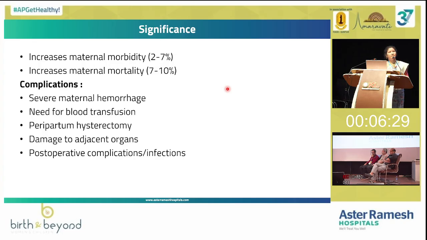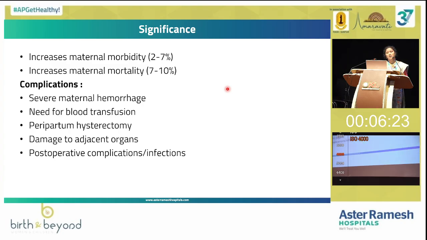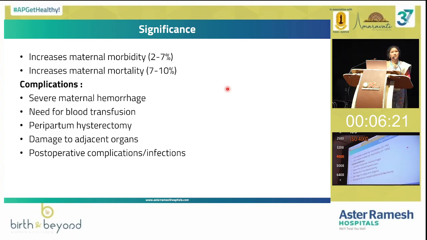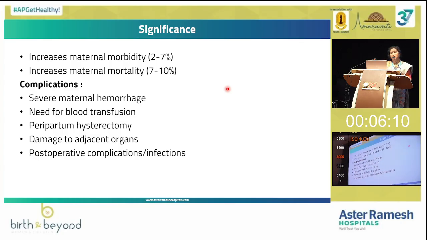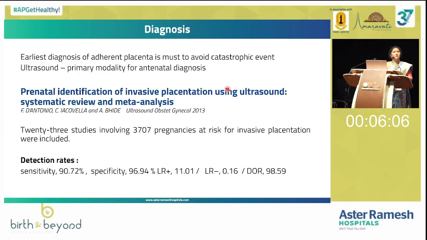So what is the significance of placenta accreta spectrum? There is increased maternal morbidity, 2 to 7%, and mortality is 7 to 10%. We know the complications: severe maternal hemorrhage, need for blood transfusion, peripartum hysterectomy, damage to adjacent organs, and postoperative complications and infections. So what is important is that we need to diagnose antenatally and manage accordingly.